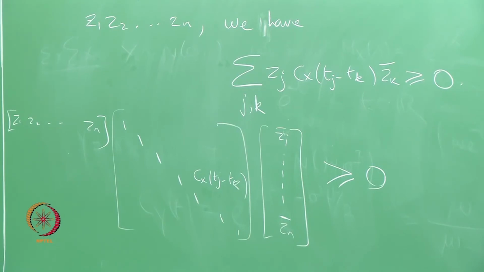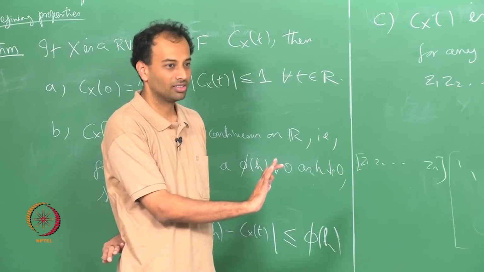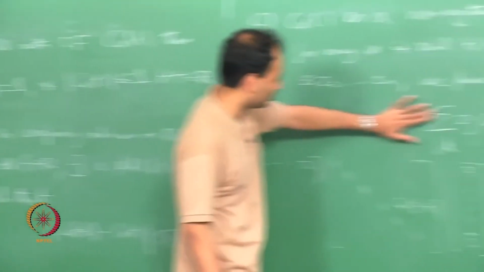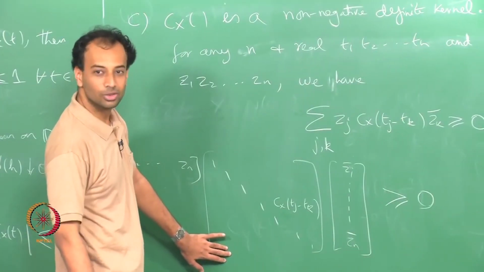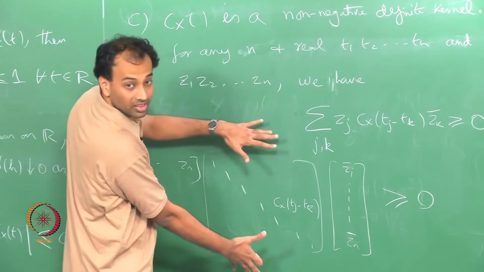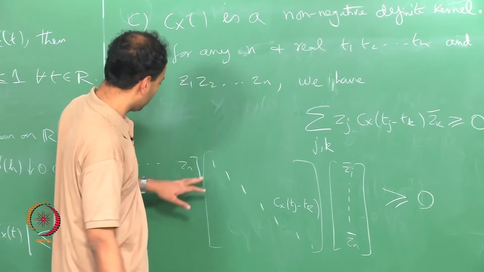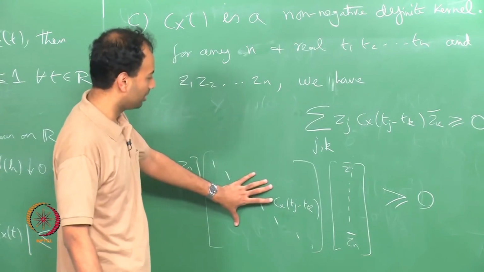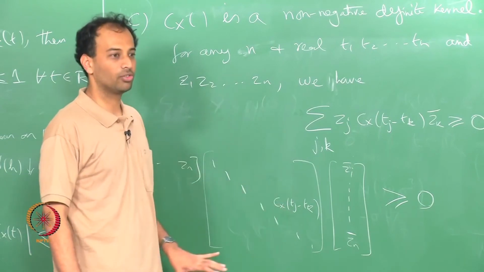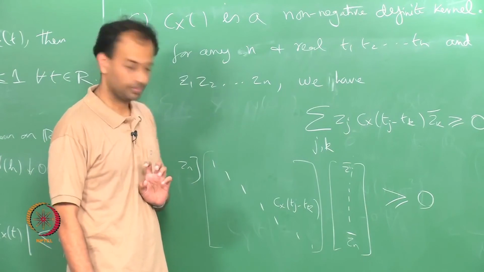Fine. So, is it clear what it says? I am saying that this is exactly the same as this. So, you choose your Tj's and you form this matrix. Then this matrix is a non negative kernel in the sense that all complex quadratic forms are non negative.